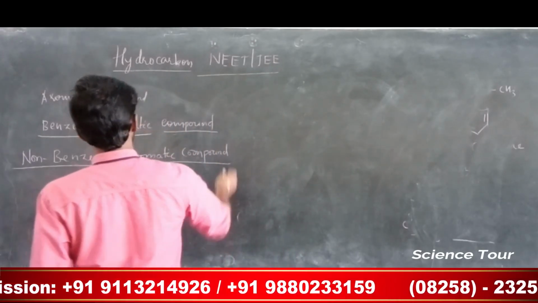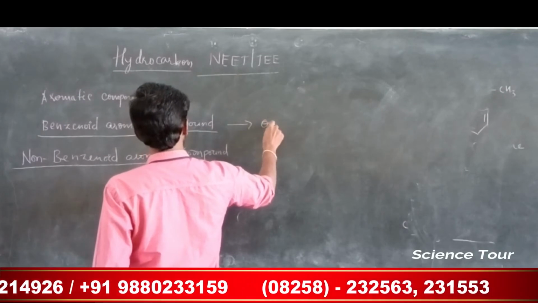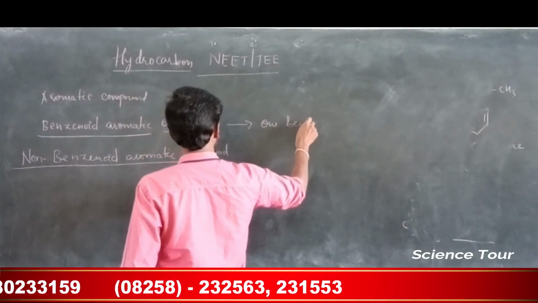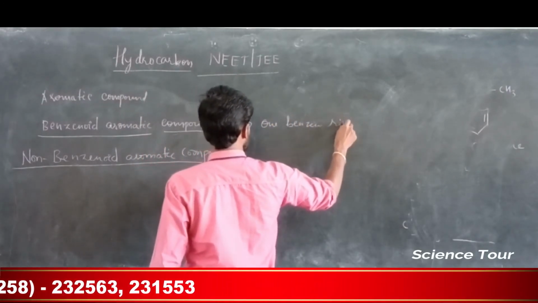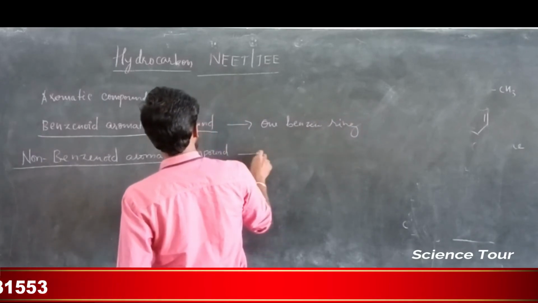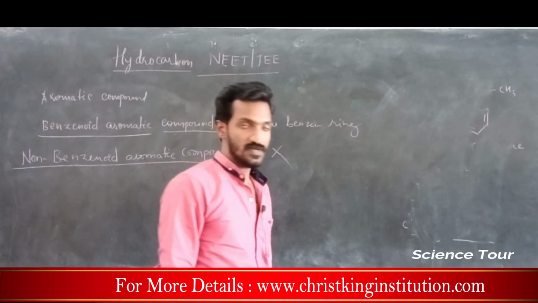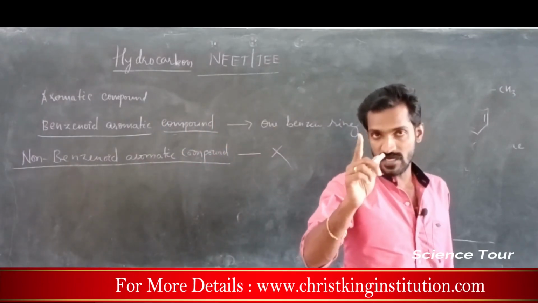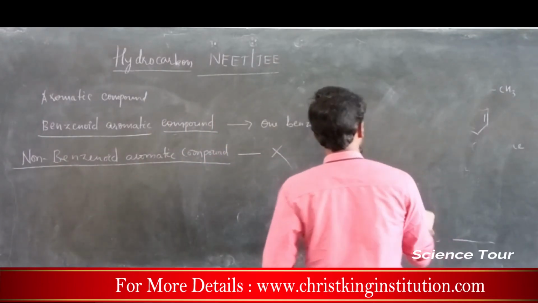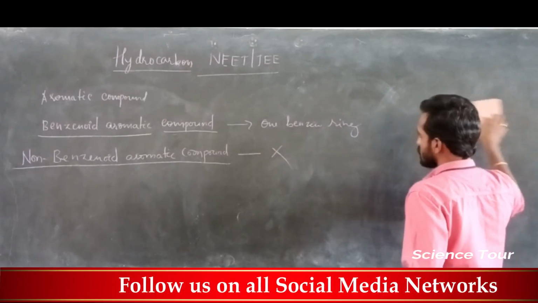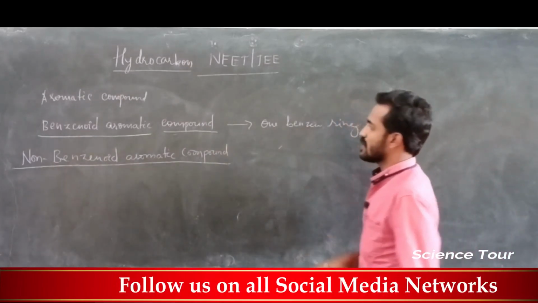So benzenoid means it contains at least one benzene ring. So it contains benzene ring. Non-benzenoid means it does not contain benzene ring. Understood? If it contains at least one benzene ring, it is benzenoid aromatic compound. Okay, my dear students, I am going to write examples for this particular benzenoid aromatic compound.